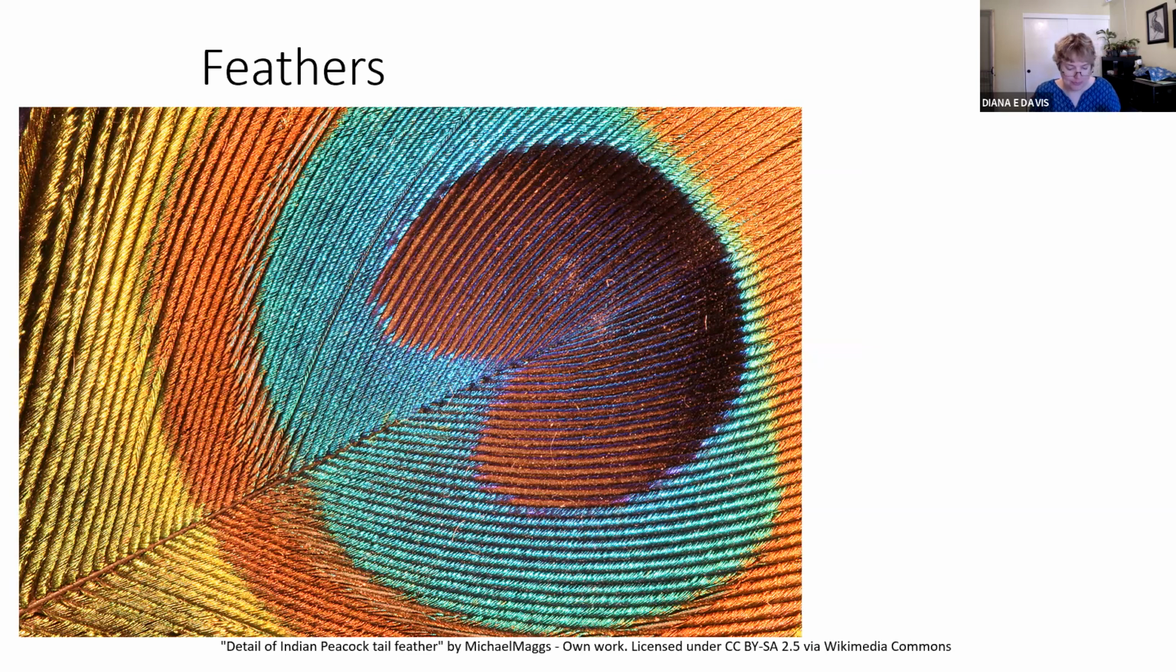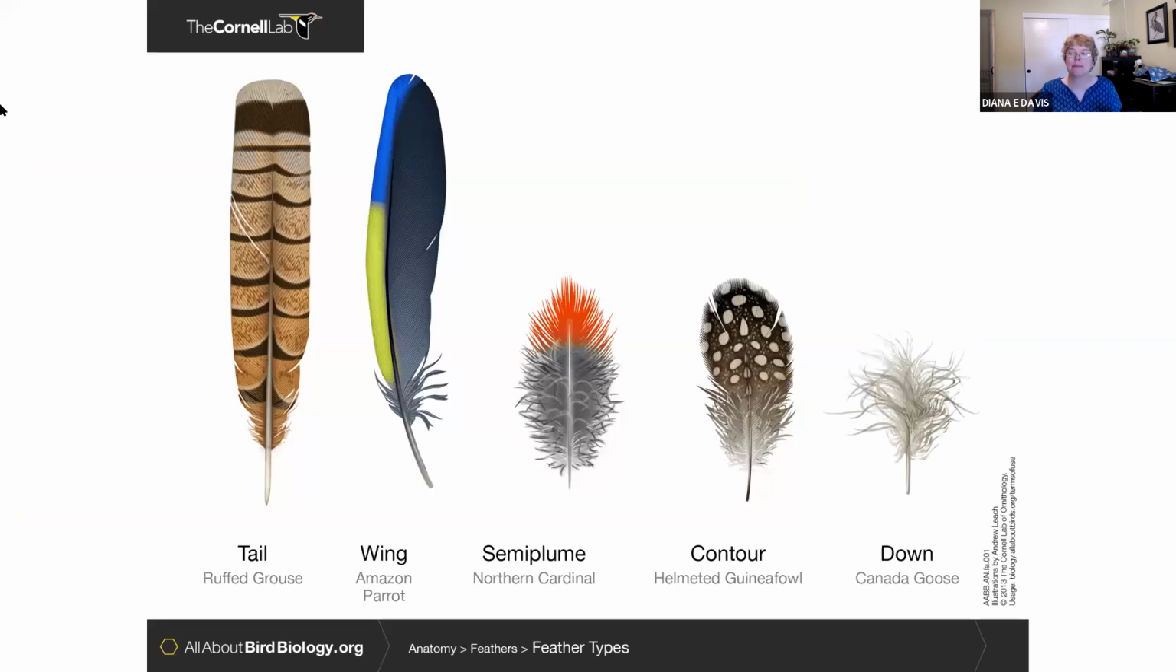Feathers. All right. So you'll notice I get a lot of slides from this website, allaboutbirdbiology.org. The Cornell Lab, they have a very, very good public education website. It's primarily focused on wild birds, but it's a really good site if you're interested in wild birds.